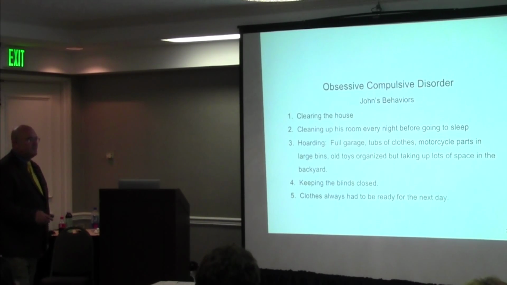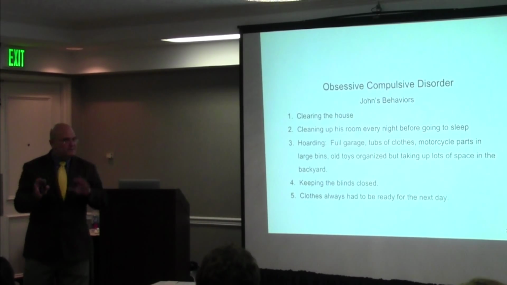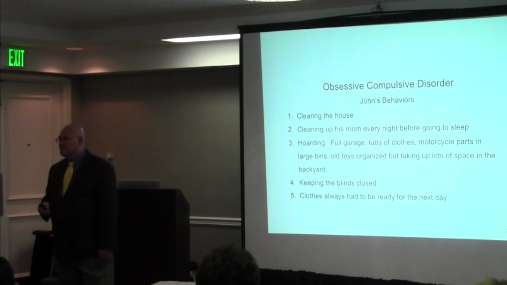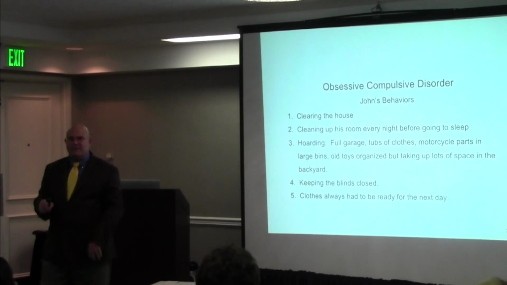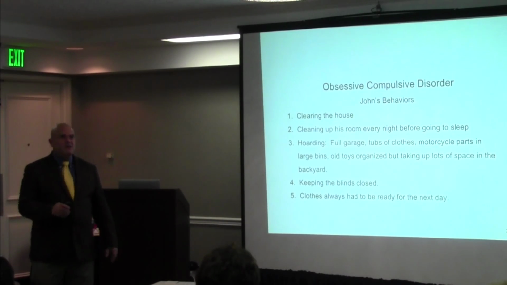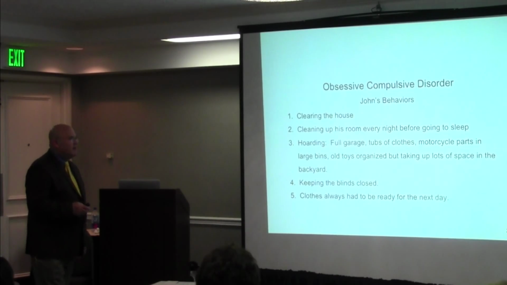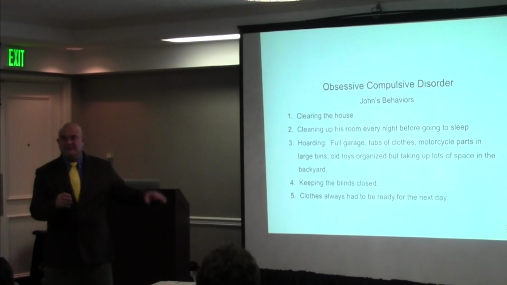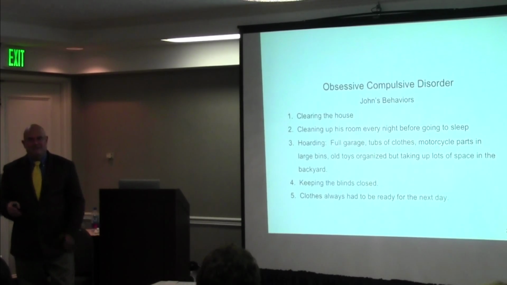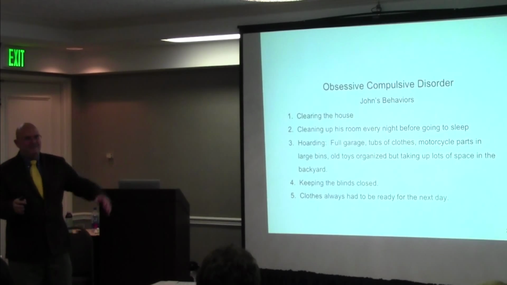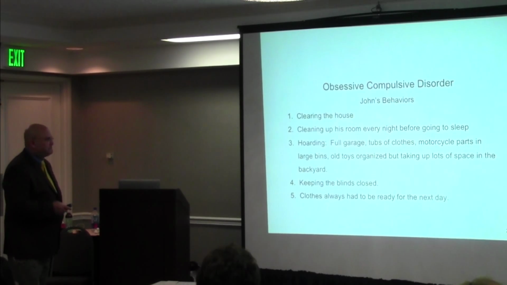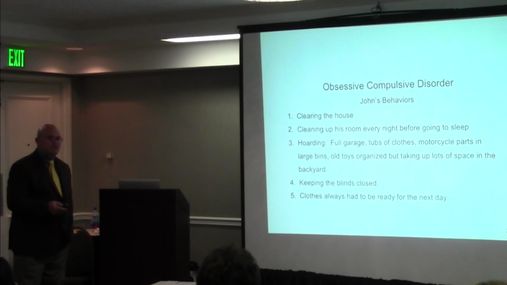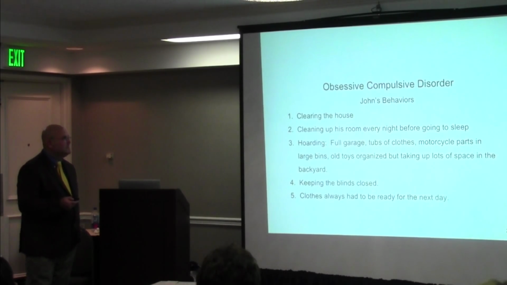He had to clean up his room every night before going to sleep. Everything had to be perfect. He was a hoarder. He had a garage full of 7 huge bins of motorcycle parts, all kinds of things that were around. He had bins of papers, a lot of old toys both in the garage and in the backyard, and he just had to keep it all up. He said it was very well organized, but it was all there. He always kept his blinds closed, and his clothes always had to be ready for the next day.